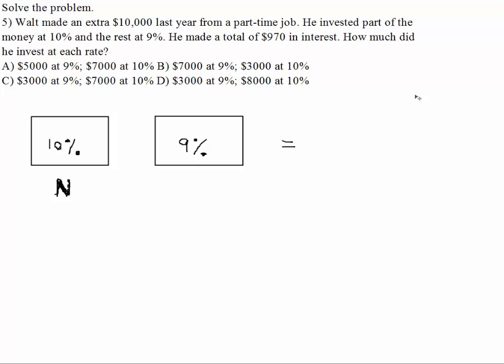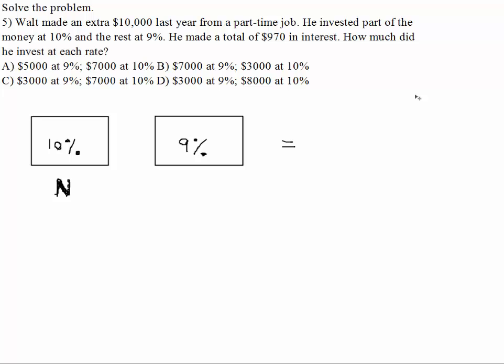He made an extra $10,000 last year from a part-time job. He invested part of the money at 10%. Won't you take 10% of $10,000? No, forget about the 10% now. I just want to know how much money I have to invest into the second account.